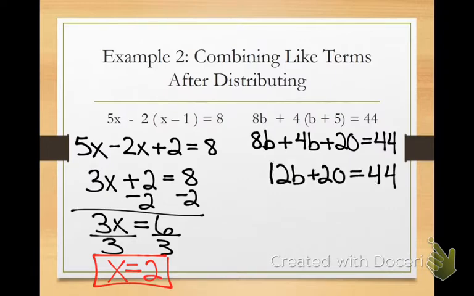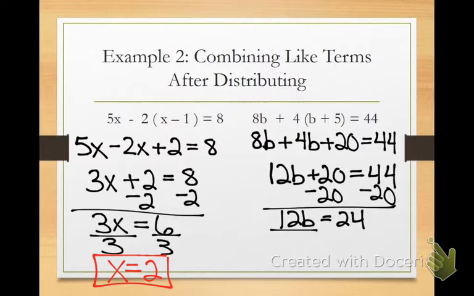Okay, and then what do I do to both sides? Subtract 20. Okay, 12b equals 24, and then divide both sides by 12, b equals 2. Who got it? B equals 2, good. All right, moving on to example 3 now.